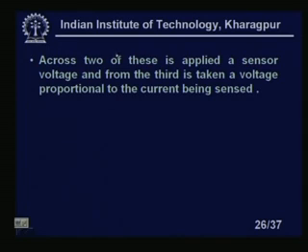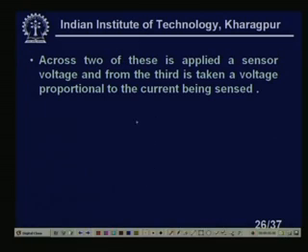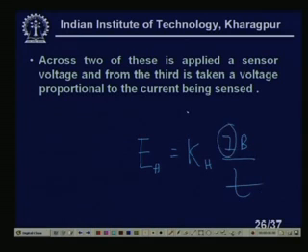When I am telling that, you see here, E_H equals k_H I B by T. So this I is remaining constant. Across the 2 of these a sensor voltage is applied, so the sensor voltage will make this I constant, and k_H, T, everything remains the same. So I will measure E_H, which will measure the current. The current also will vary the B actually.